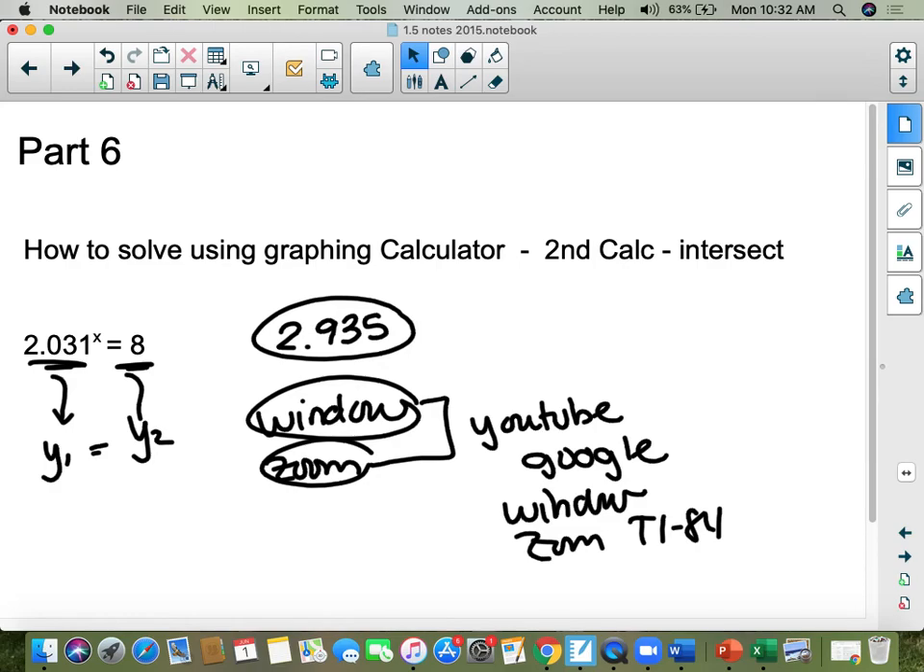The calculator is only as smart as the person running it. The calculator can only do what the person tells it to do, and if the person doesn't know how to run the TI-84 calculator, you're going to have some problems. So you might want to Google a quicker refresher on how to use the window and the zoom on the TI-84. So, okay, that's all the notes for 1.5.